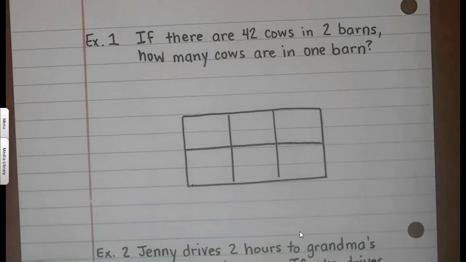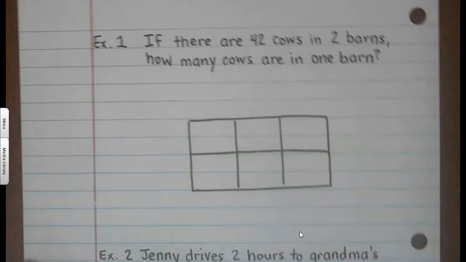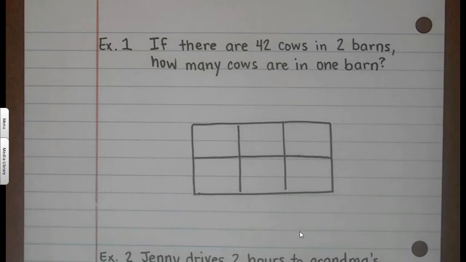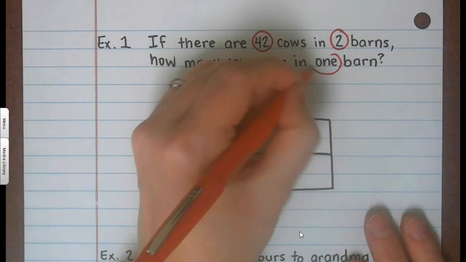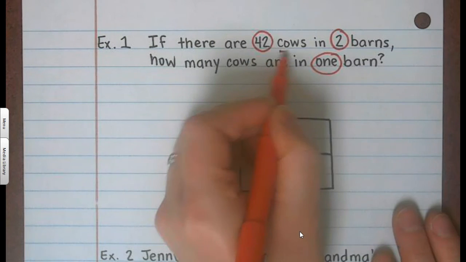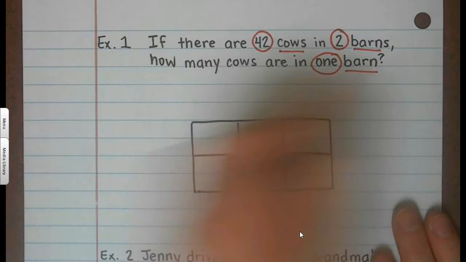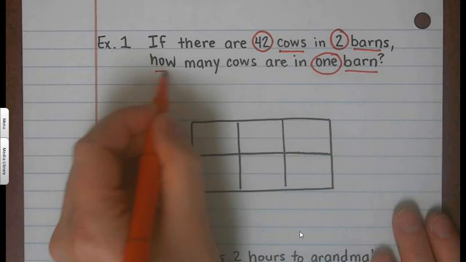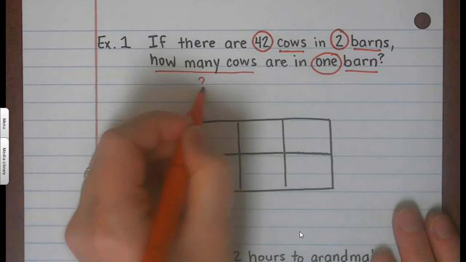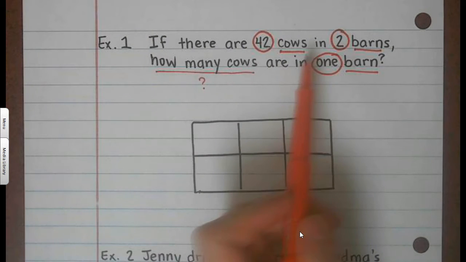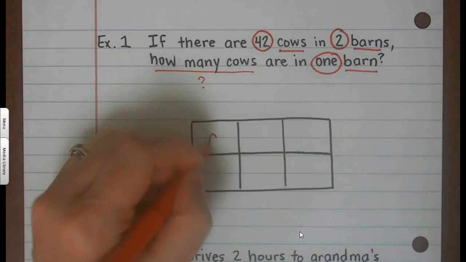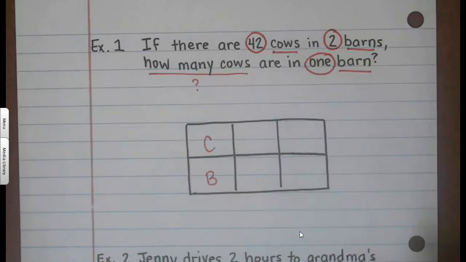First example says, if there are 42 cows in 2 barns, how many cows are there in 1 barn? And I like to go ahead and circle any numbers. And I like to underline the words that come after those. And I also like to underline the question part, how many cows? So these that we underlined, those are our labels. So we're talking about cows and barns.